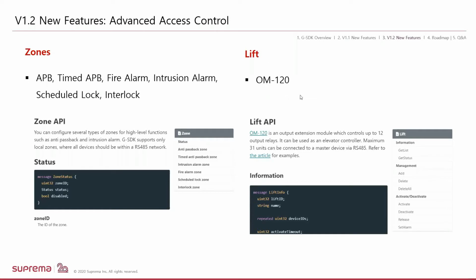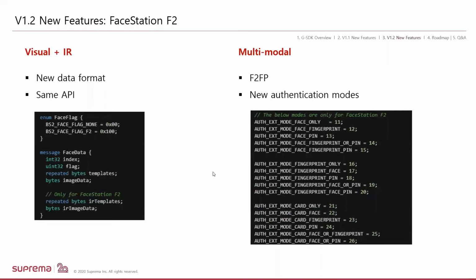And version 1.1 added our output extension module, which has 16 relays, and you can use this terminal to control lifts, and the lift API is provided. The previous zones and lifts were missing features compared to the device SDK, but FaceStation F2 is a new model. As you know, it was released a couple of months ago. So this new device is also supported in version 1.2.